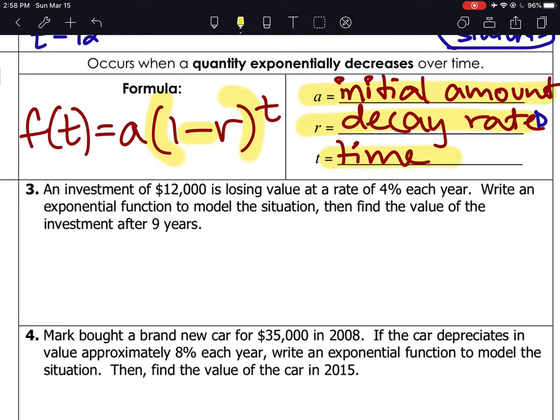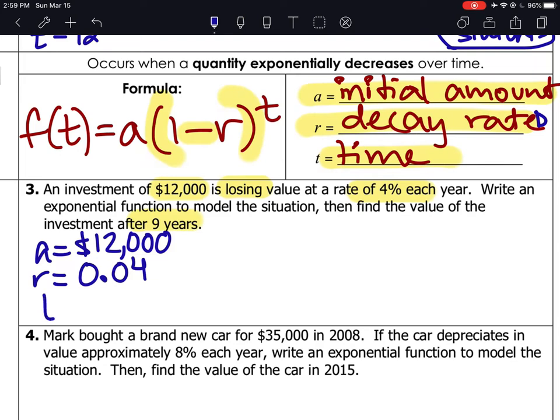So let's talk about our first one. An investment of $12,000 is losing value. Once they say the word losing, that means it is exponential decay at a rate of 4% each year. So I'm going to write down A is equal to 12,000. The rate in decimal form would be 0.04. And we have one more piece of information, time. And our time will be 9 years.